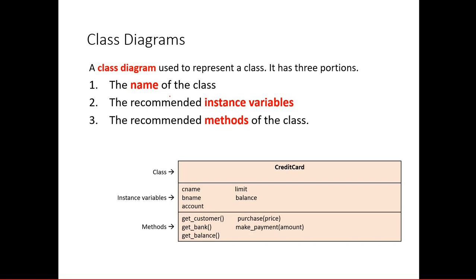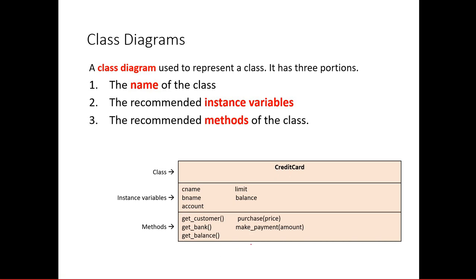Now, for example, let's say we are going to create a class to represent a credit card. So the name of the class is credit card, isn't it? Then you have a set of variables. When you have a credit card, we have to keep the customer name, the bank name, account details, credit card limit, and credit card balance. So this is some information that we want to keep about a credit card. So they are the variables.